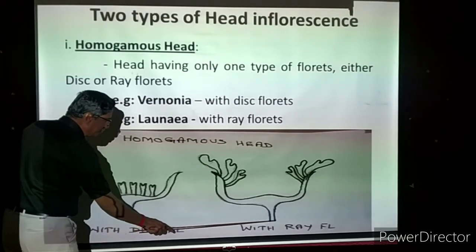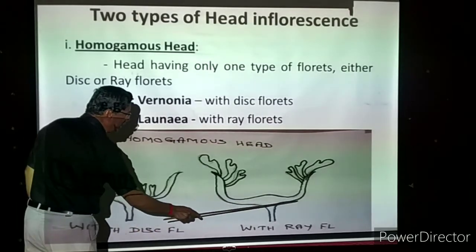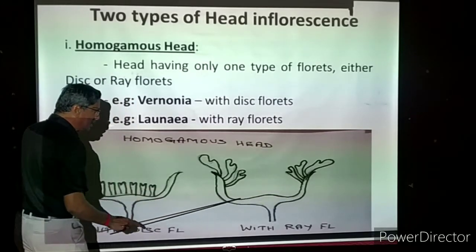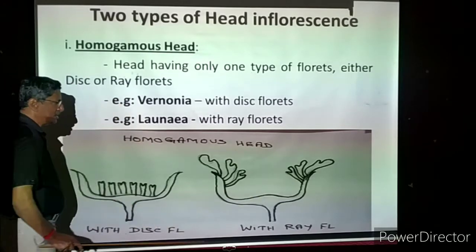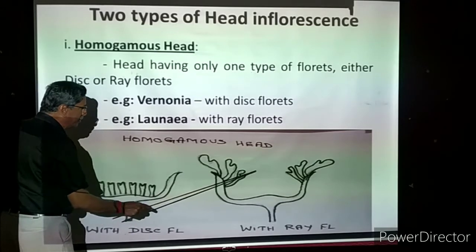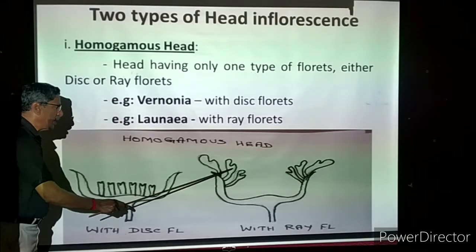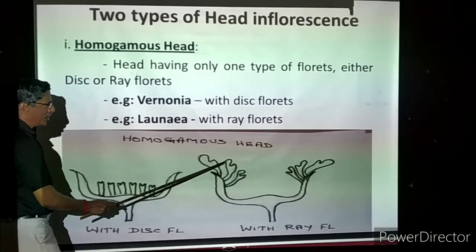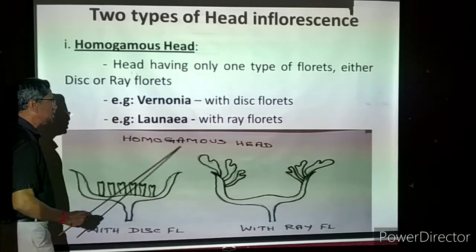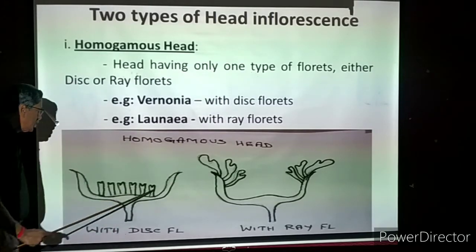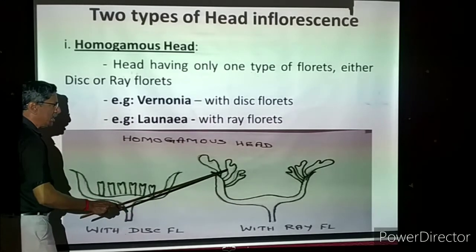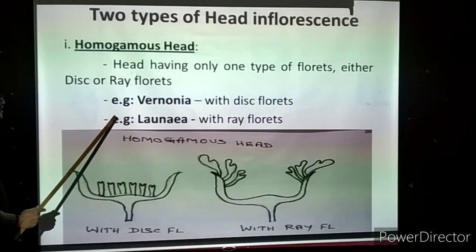Another one, the same, the peduncle. Here the involucre is forming the cup-like structure. On the disc, no disc florets. But at the peripheral region, some irregular flowers will be present, not tube-like. They are irregular. They are the ray florets. So everywhere you can see only ray florets, no disc florets. So this is also called a homogamous head. This is the homogamous head with disc florets. This is the homogamous head with ray florets. So two types are present.